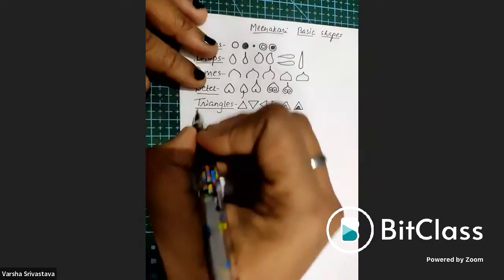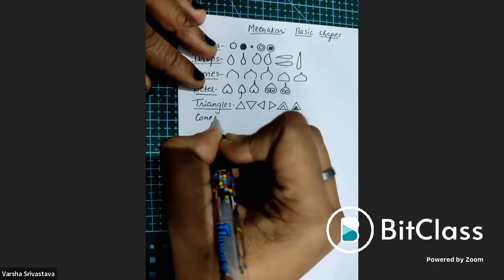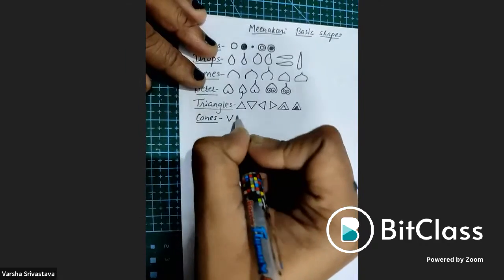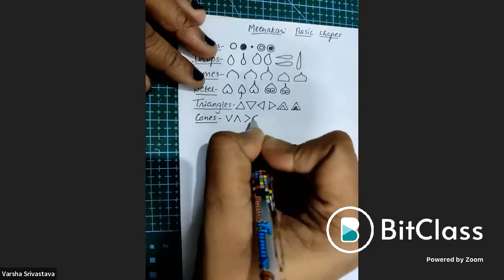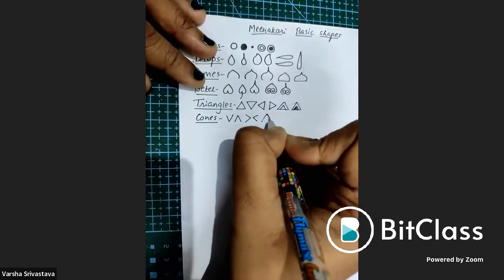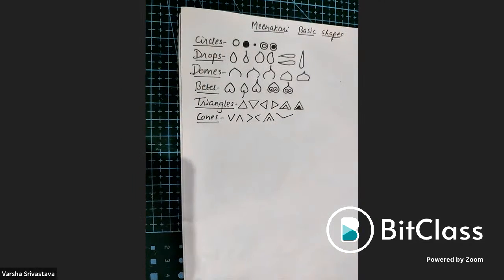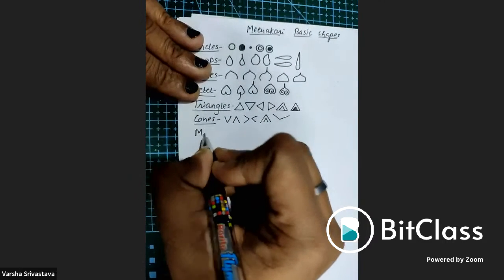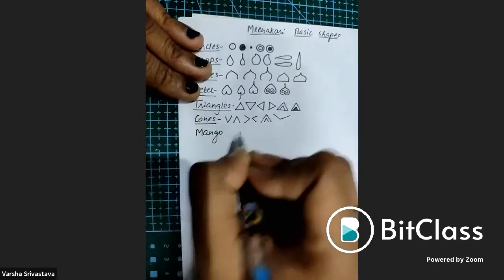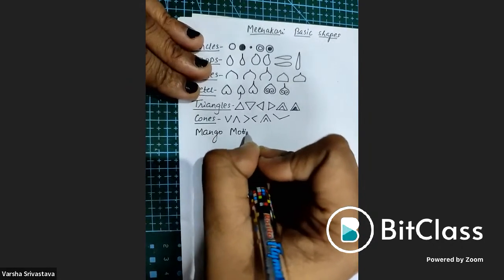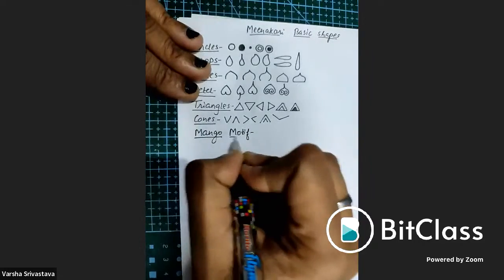Now I'm going to make the cones. Make a V, make it upside down, make it sideways, left and right. Make a cone, make another cone inside it, and then make a broad cone like this. These are the cones. And now comes the turn of the mango motif. Mango motif is also known as paisley and is also known as kairi in Hindi. So it's mango motif.